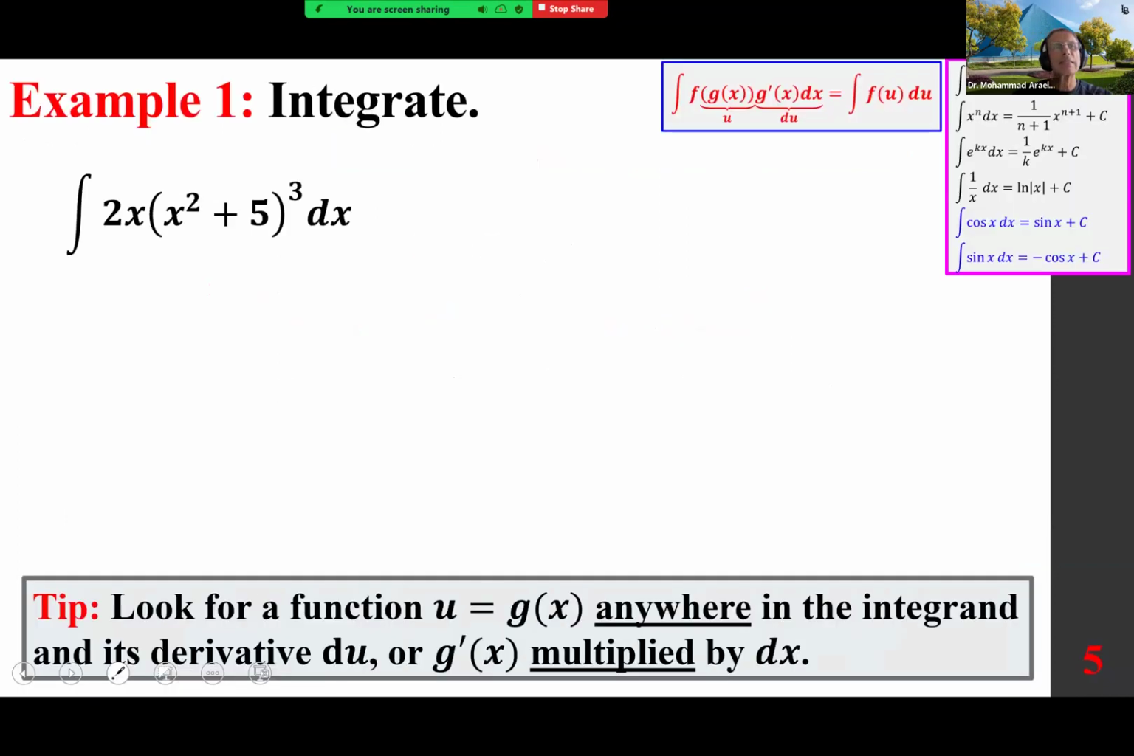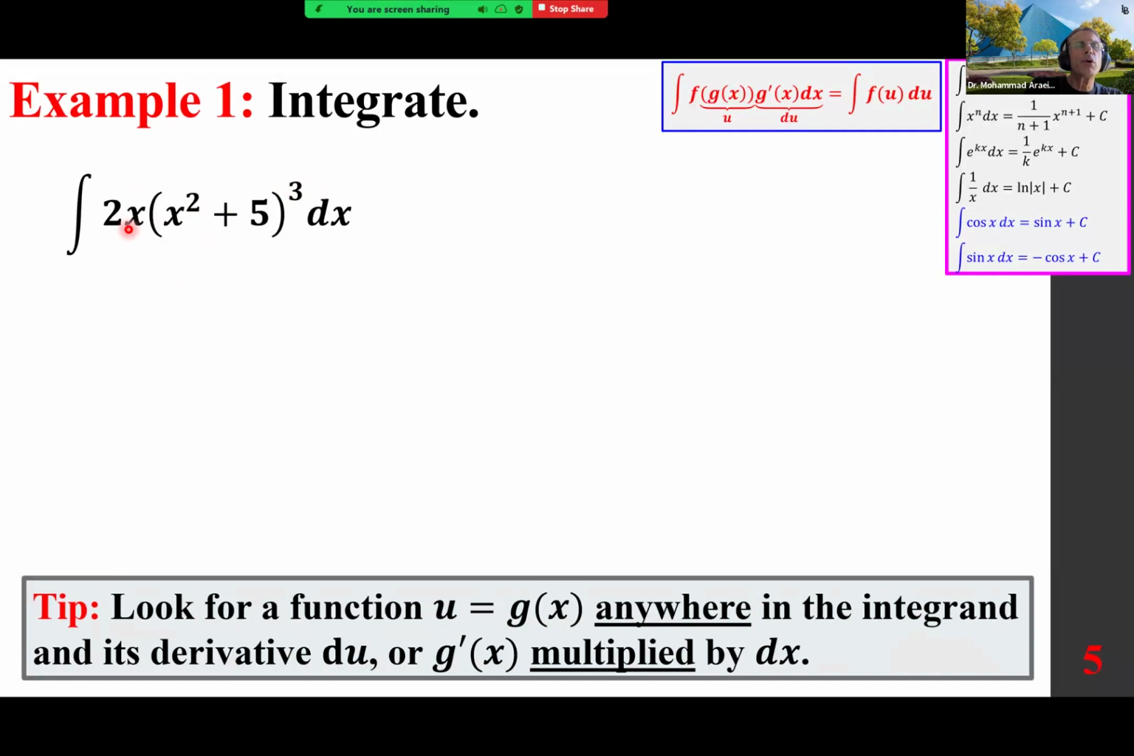So, as an example, we want to integrate 2x times the quantity x squared plus 5, cubed, dx. The tip is look for a function u equals g of x anywhere in the integrand, and its derivative du, or g prime of x multiplied by dx. First and foremost, one may say, okay, it's not a big deal. I can raise this to the power of 3 multiplied by 2x and do the math, and you're right. But what if we had, instead of number 3, let's say we had number 30? Then it would make it very difficult. That's why we want to go with the substitution method.